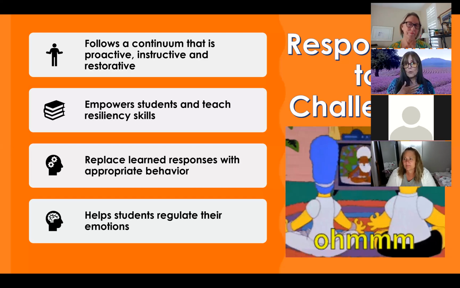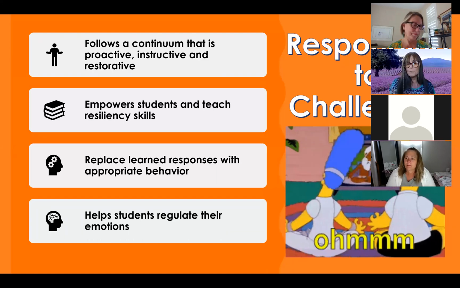So we talk about our own resiliency. Our kids need those opportunities as well. We want to replace learned responses with appropriate behavior. So we always want to remember the mantra: you want to teach what you want to see, right? So never forget that it's instructive and that it's really about the appropriate behavior that we're instructing. And last but not least, it's about helping students regulate their emotions. So that is what our continuum of response practices looks like.